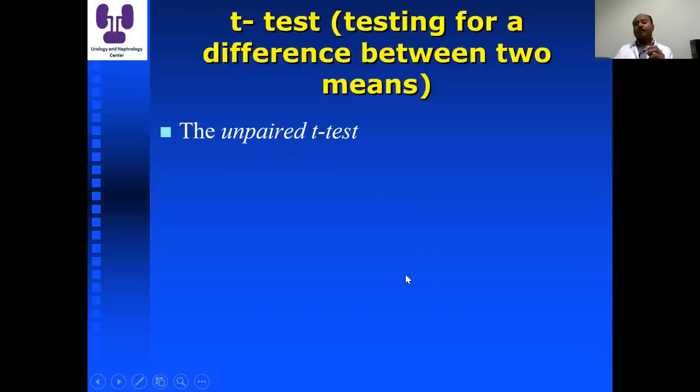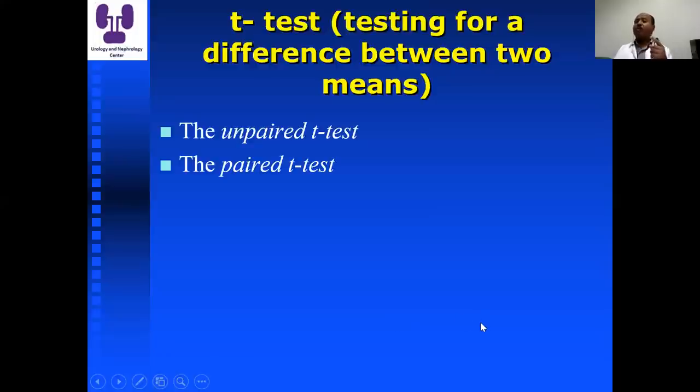If we have two groups of patients and I want to test a statistical difference between these two groups regarding a quantitative variable like age, weight, dialysis duration, serum creatinine, or serum uric acid, and these are quantitative data, then the test to use is the unpaired t-test. So the unpaired t-test is used to compare two groups regarding a quantitative variable.